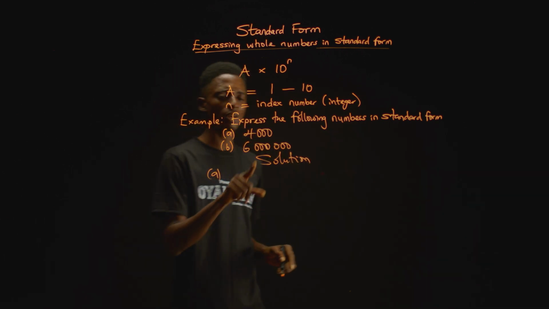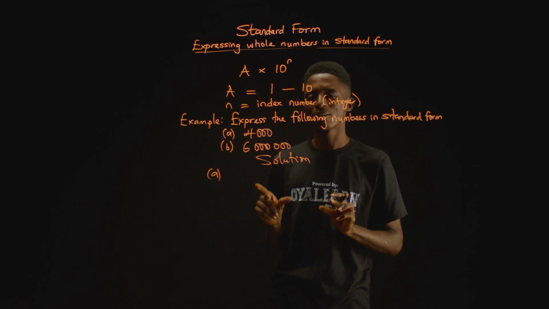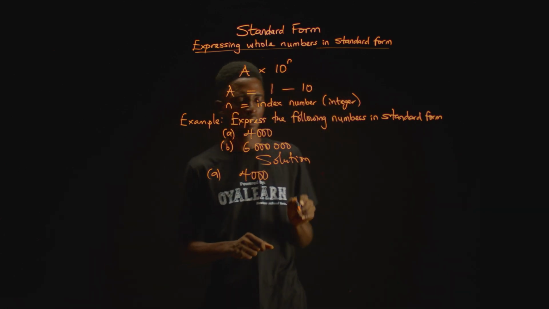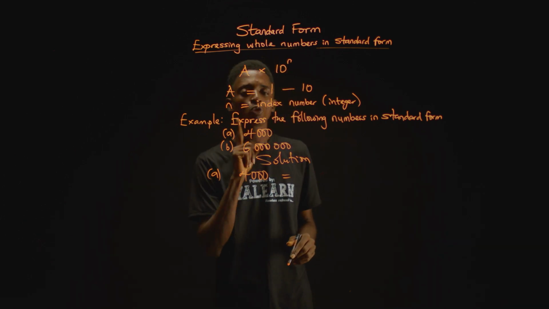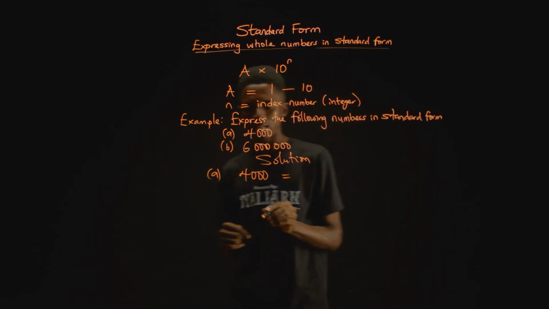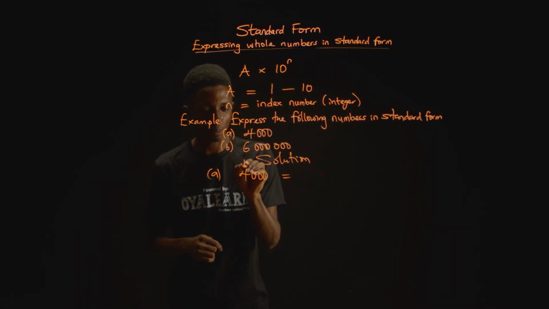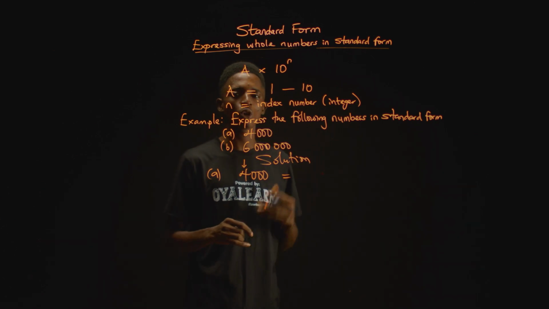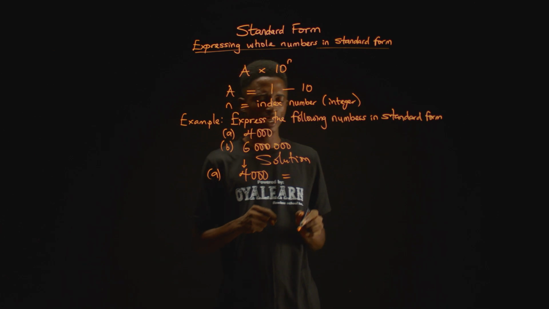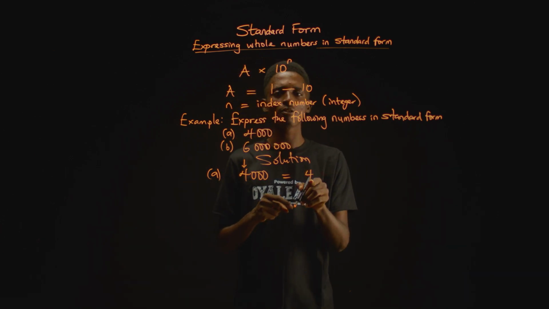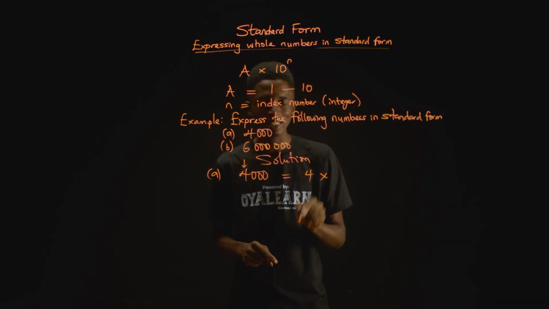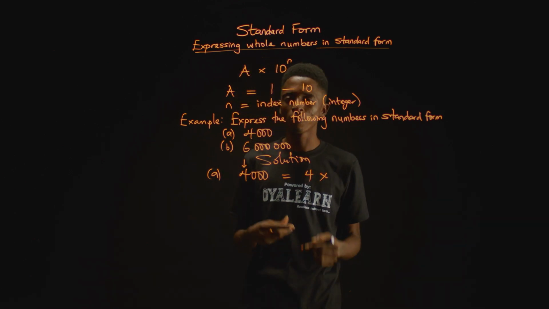For A, we are to express 4,000 in standard form. Now let's write the number 4,000. Now you are going to look for the first non-zero number from the left. And in this case, it will be the number 4. Take note of this because we'll use it for other kinds of numbers. Now, we write the number 4 because it falls between 1 to 10. So then we multiply it by a power of 10.